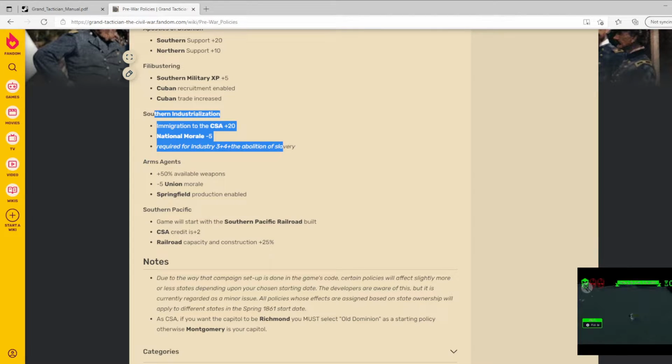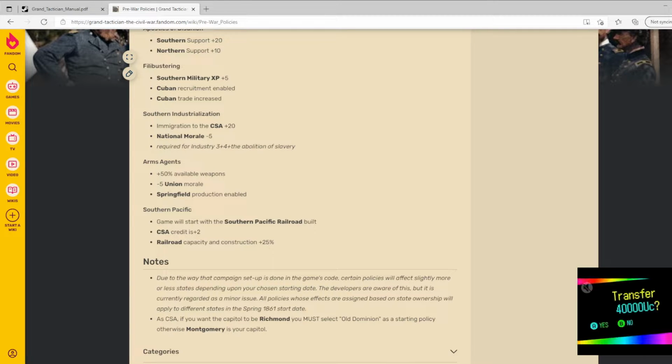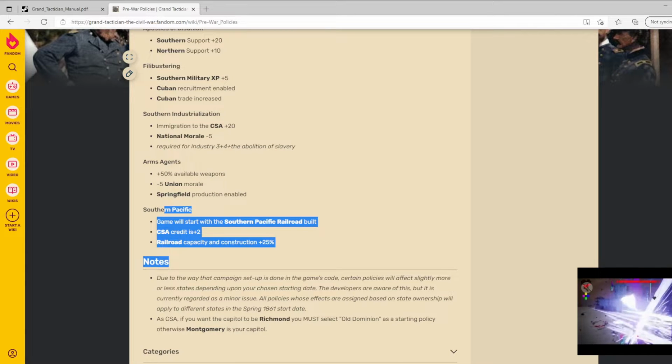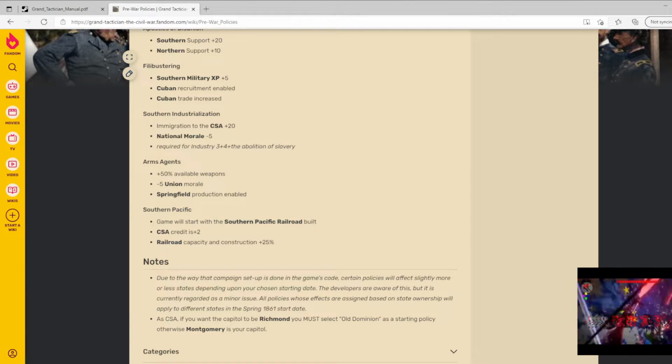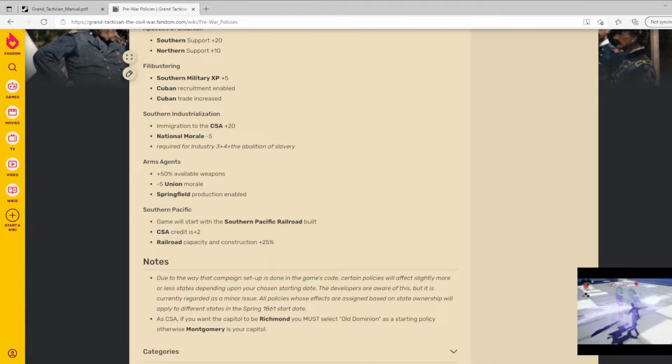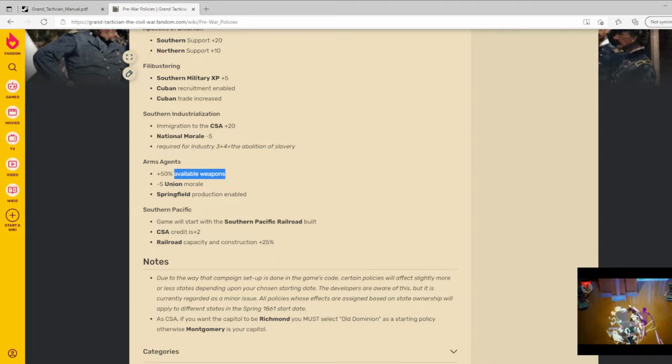Southern industrialization, you can see that it's good but not great, and it'll help a little bit on some things. Again, the national morale hit's not the end of the world. It doesn't appear like there's as much for Southern industrialization as there is for Northern. And even though maybe the Southern Pacific seems like it might be better, I think you gotta take arms agents. Not so much for this or for this, although those are fine too.